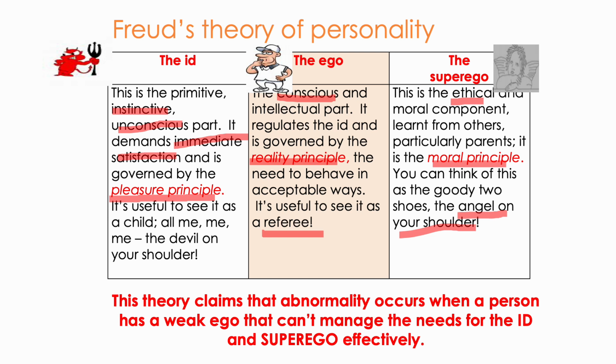So the theory of personality from Freud claims abnormality occurs when a person has a weak ego and it cannot manage or mediate between the id and the superego effectively enough.